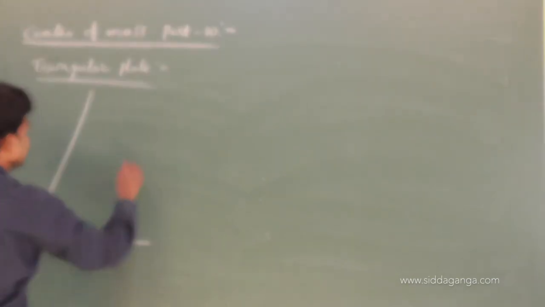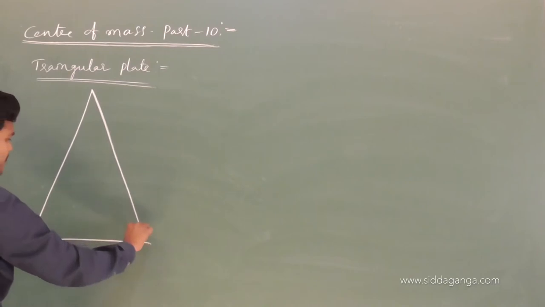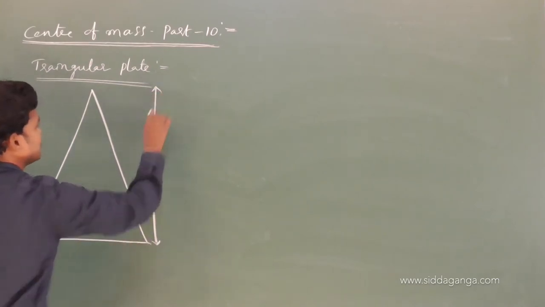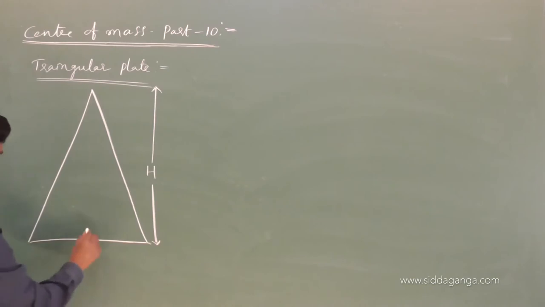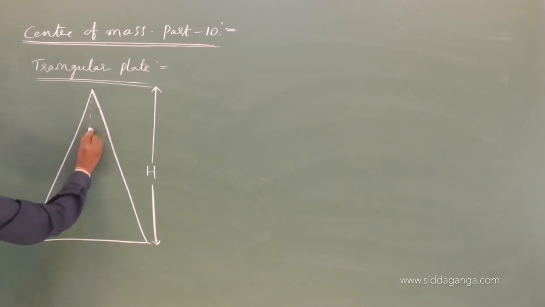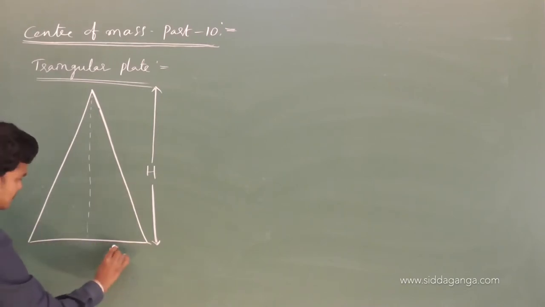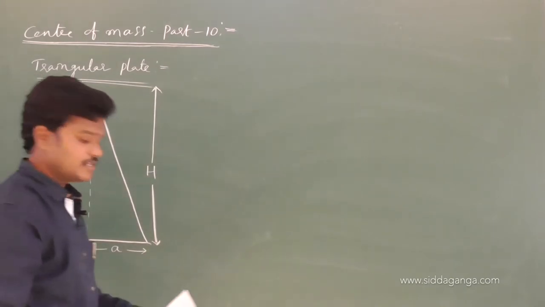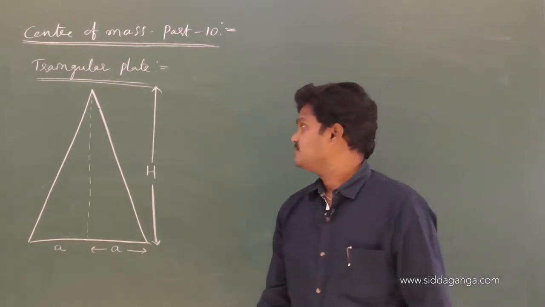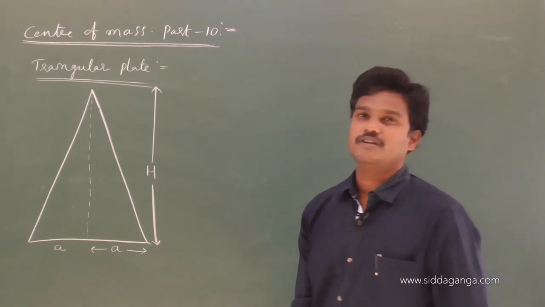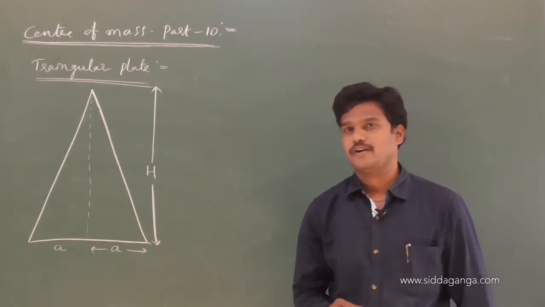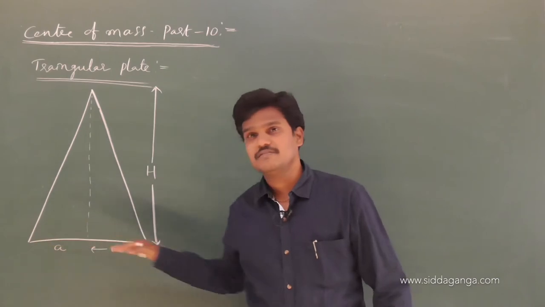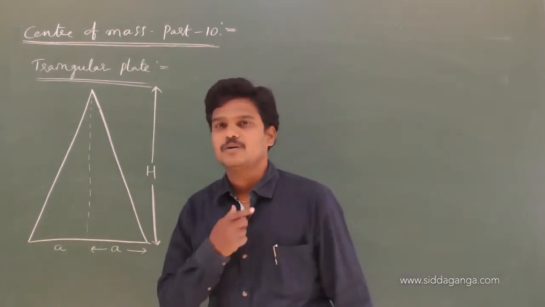See, this is the triangular plate whose height is mentioned as capital H, and the base side is given as A. If this is A, this is also A. Now our target is to find where the center of mass is. It's not an equilateral triangle; if it were an equilateral triangle, it would be at the centroid. Now it is a triangular plate whose height is H and base side is given as 2a. Now let us find the center of mass of this object.